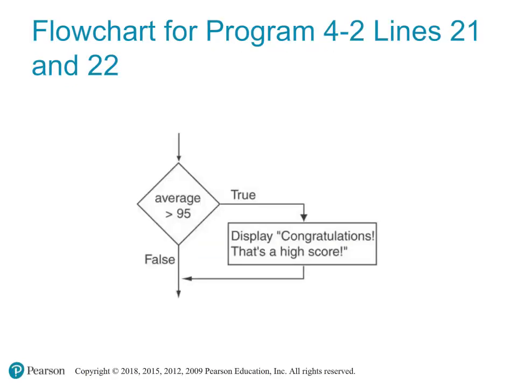Here's a flowchart. If the average is greater than 95, if it is true, display congratulations. Otherwise, if the condition is false, we skip this congratulation and we do nothing.